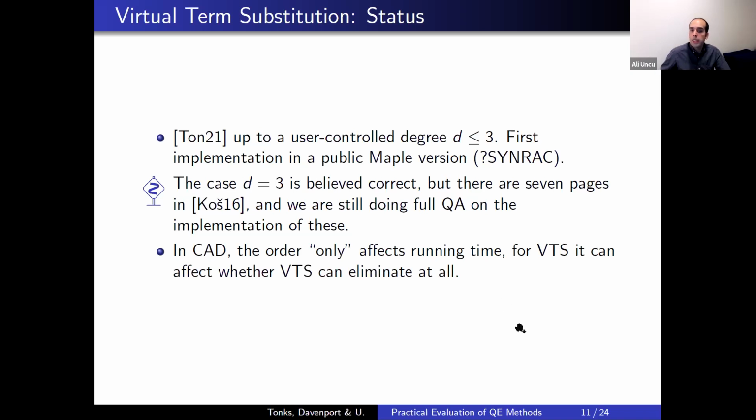And one more thing, as I mentioned, in CAD, the order only affects the running time. So the order of variables that you choose to eliminate only affects the running time. But for virtual term substitution, if the degrees go up, you cannot really use the virtual term substitution again. So it is a big consideration of how the order should be chosen.